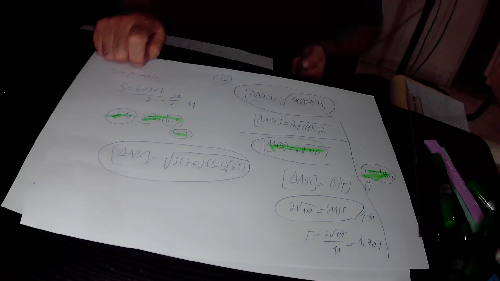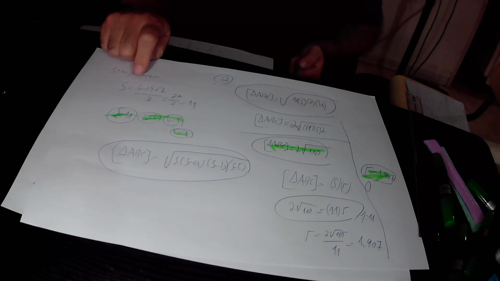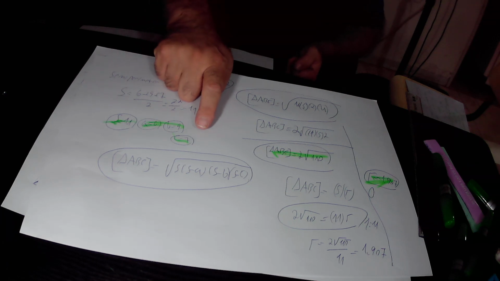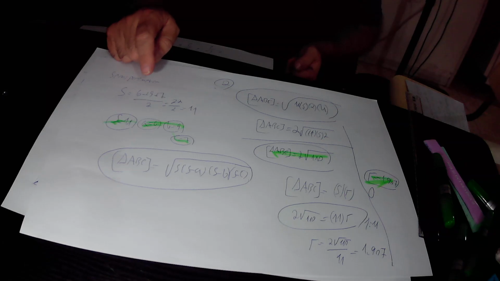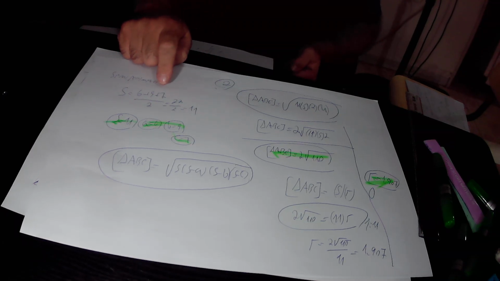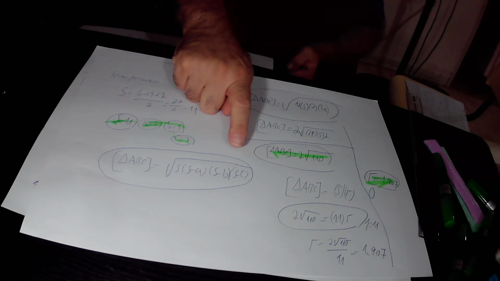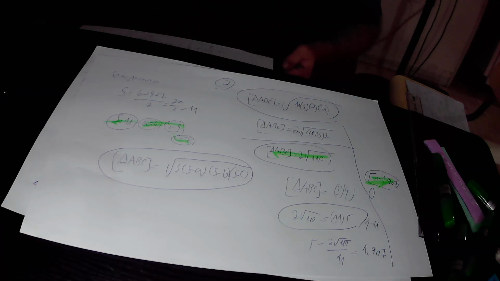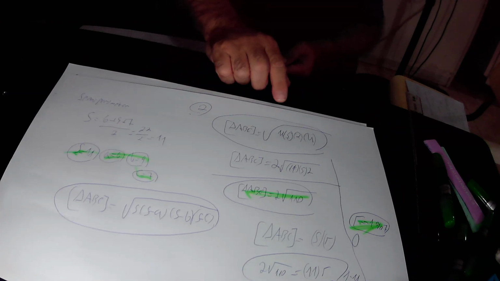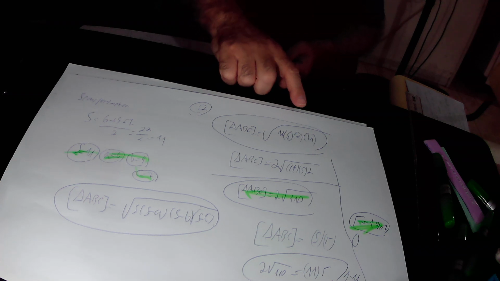So in this triangle ABC, the area of triangle ABC equals the square root of S, which is 11, times S minus a. S is 11, a is 6, so S minus a is 11 minus 6, that is 5, times S minus b. S is 11, b is 9, so S minus b is 11 minus 9, that is 2, times S minus c. S is 11, c is 7, so S minus c is 11 minus 7, that is 4. So in total, we find that the area of triangle ABC is equal to the square root of 11 times 5 times 2 times 4.